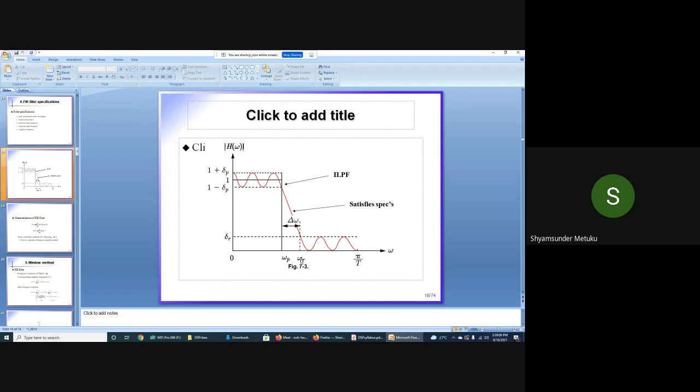So when I want the gain to be constant in the pass band, in all practical filters it may not be constant. It is trying to deviate. How much deviation is expected? Delta P. We call it ripples in the pass band. Is it clear to all of you? Yes, sir.